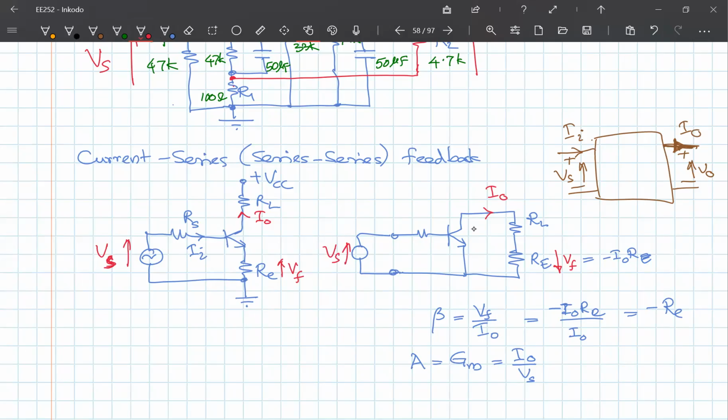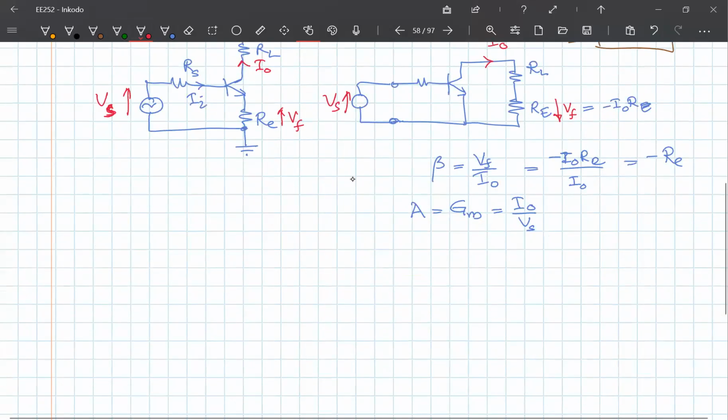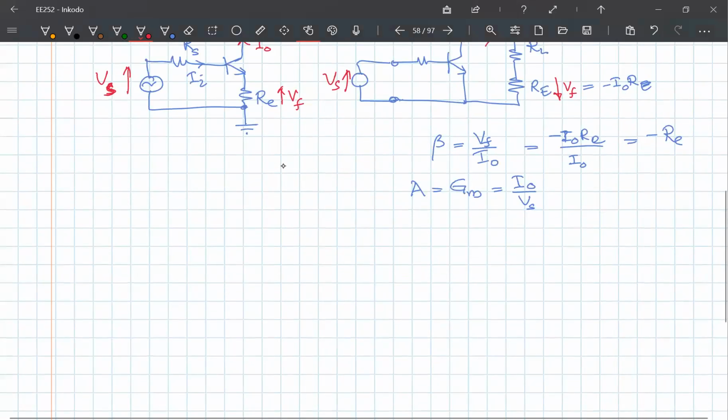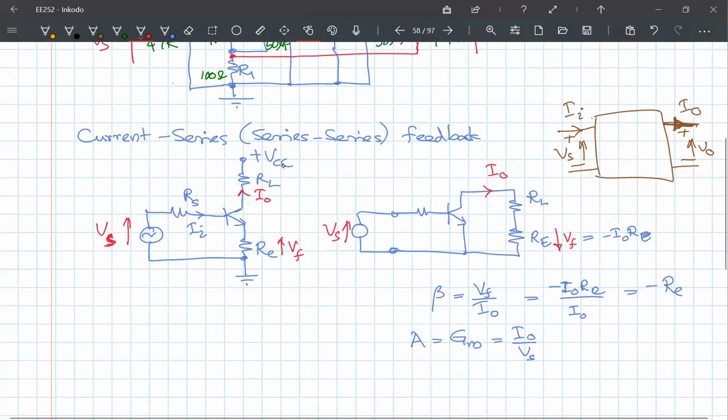Okay, hope this is clear how to obtain these values. So once you have beta and A, you can find any quantity with feedback. With feedback, the gain will be reduced to GM divided by 1 plus beta GM, right? Likewise, you can find the other. Is it clear? All right, so that's a current series.